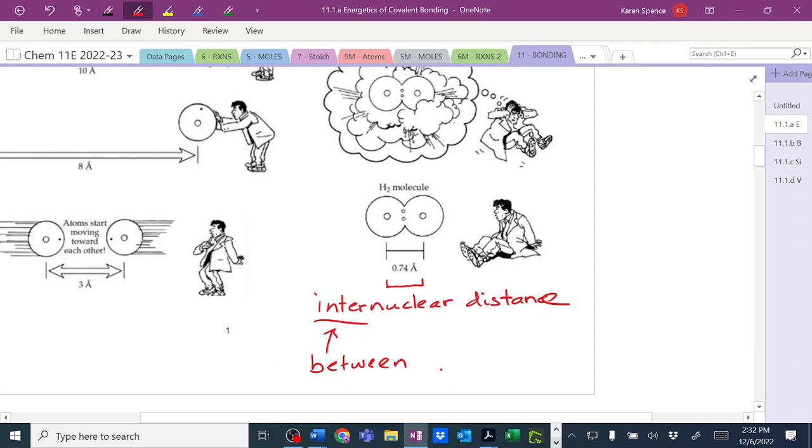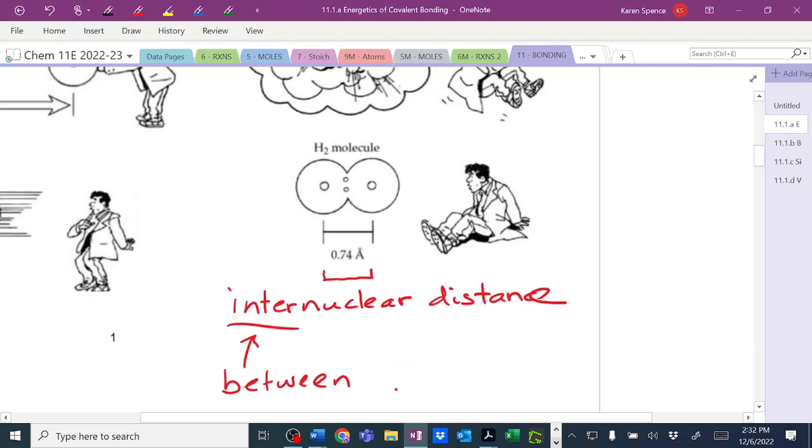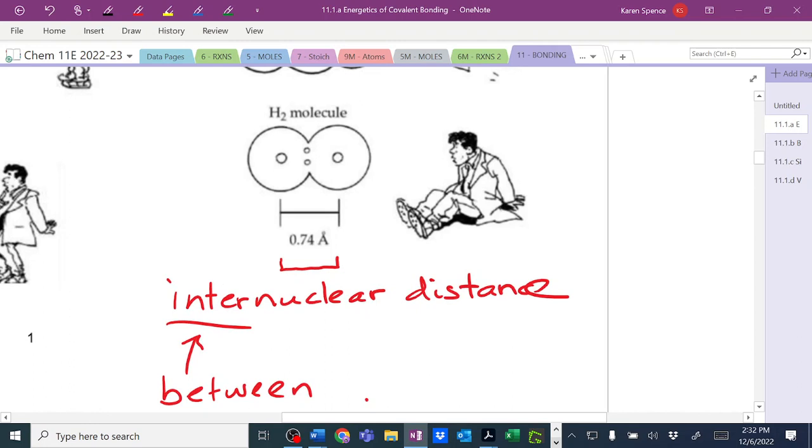And when a hydrogen molecule has an internuclear distance of 0.74 angstroms, that is its perfect distance. It can do a little bit of the stretch-contract kind of thing. It can do that kind of vibrating motion, but it will always average out at about 0.74. Okay?